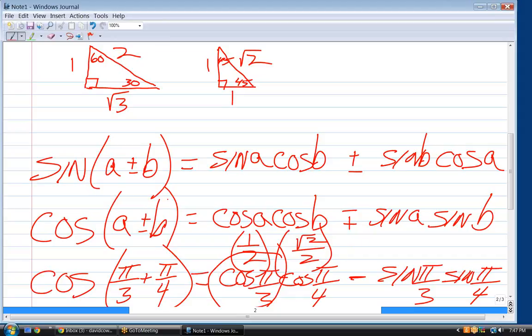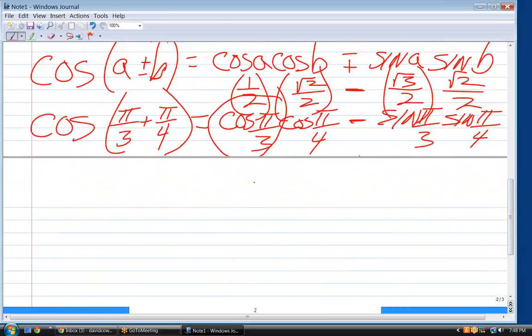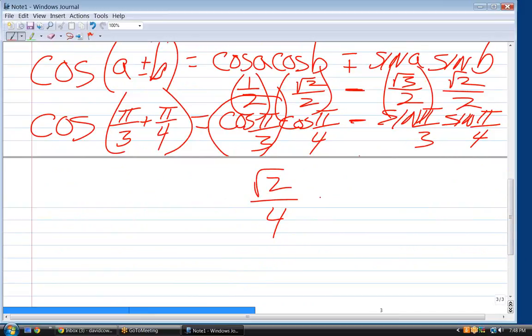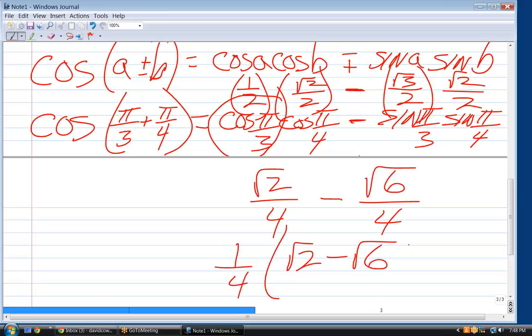And then it's minus, what's the sine of pi over 3? Sine of 60? Root 3 over 2. And the sine of 30, or excuse me, the sine of 45? Root 2 over 2. So that multiplies out to square root of 2 over 4 minus root 6 over 4, or 1/4 times root 2 minus root 6. Now, that's a negative number.